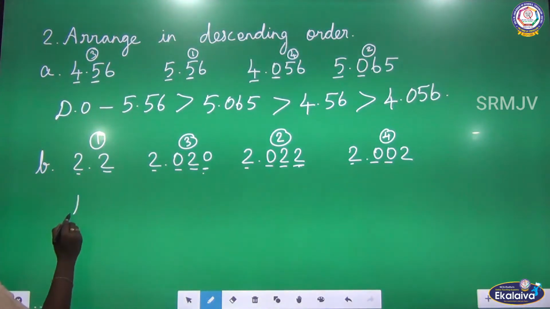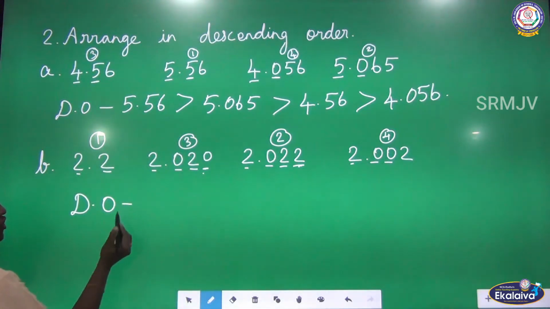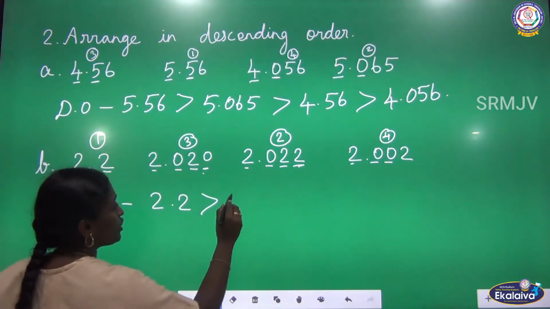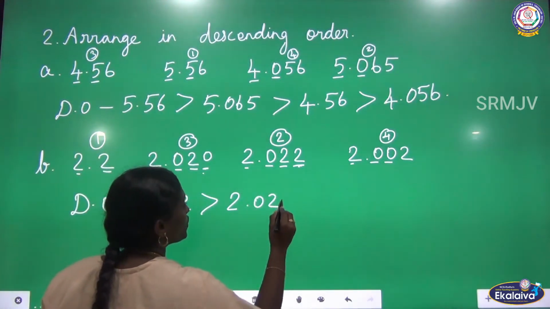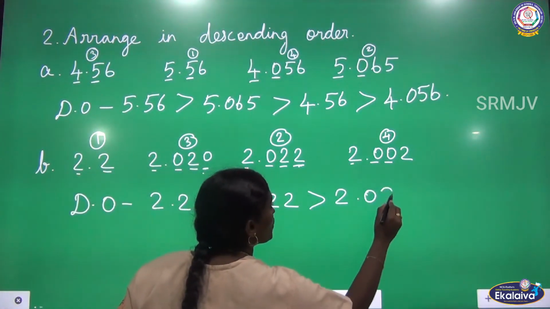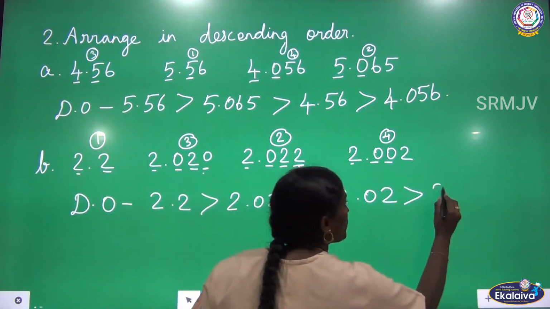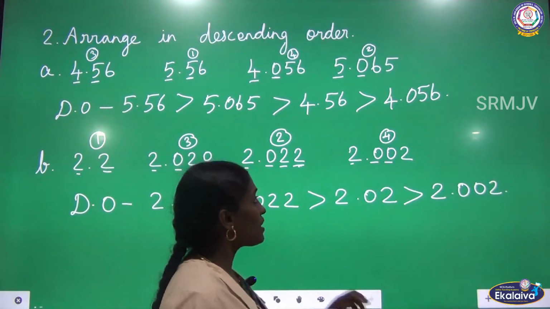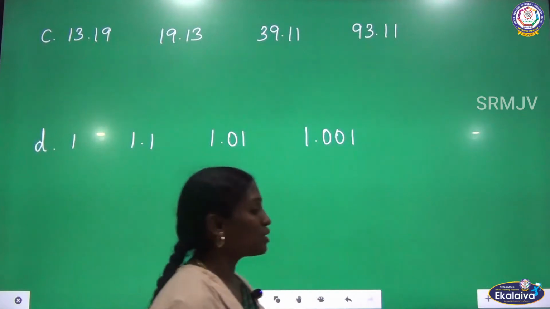Now we are going to arrange the decimal numbers in descending order. So 2.2 is the greater and 2.022 and 2.02 and 2.002 is the smallest. So this is the descending order for the given decimal numbers.